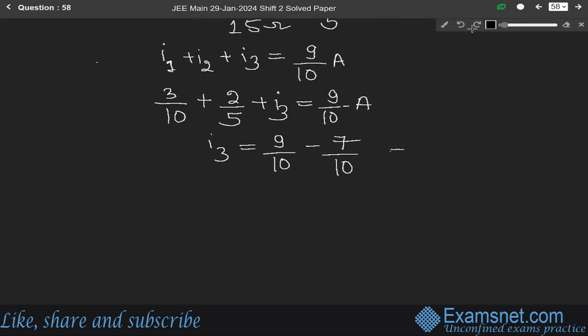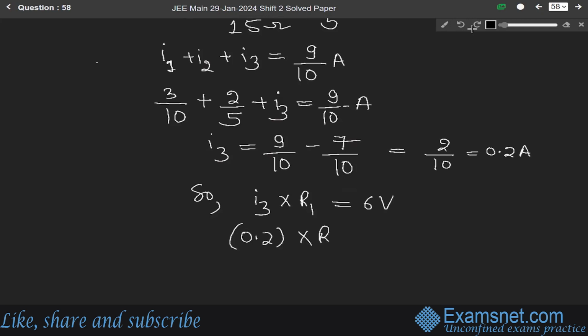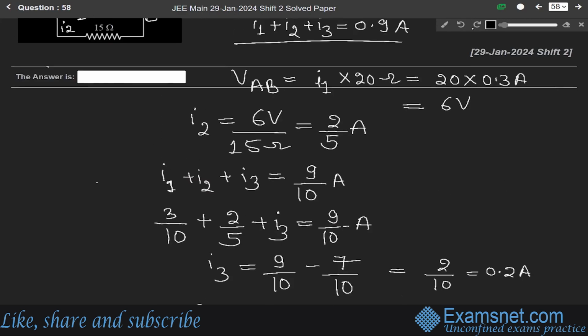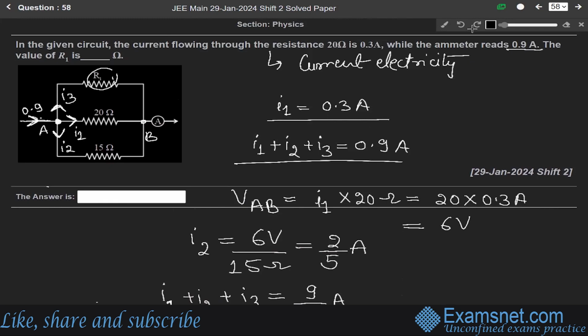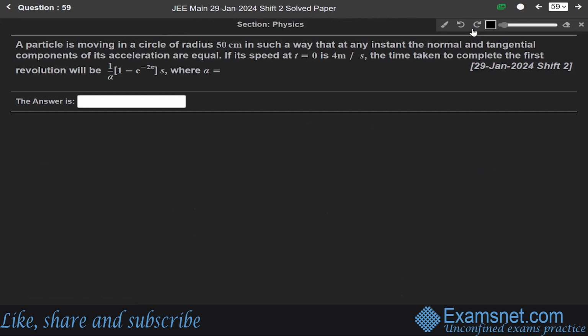So I3 will be equal to 2 over 10, which means 0.2 ampere. I3 into R1 will be equal to 6 volt. So I3 is 0.2, 0.2 into R1 equals 6 volt. Thus R1 will be equal to 6 over 0.2, which means 30 ohm. So this R1 is 30 ohm. Okay. Now next question 59.